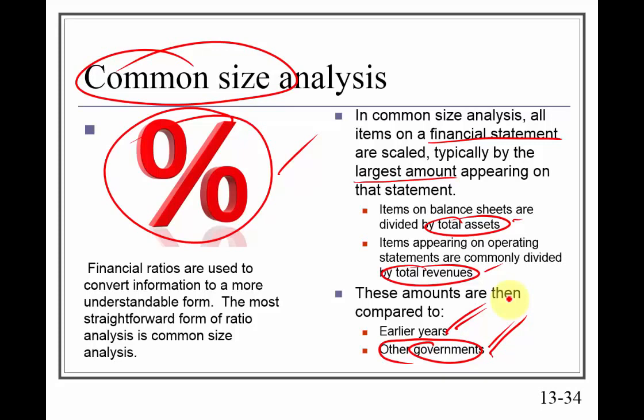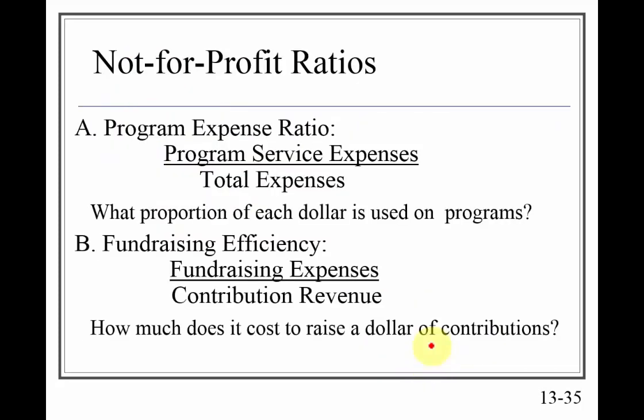And basically, you're always looking early years as a trend. Are things increasing or decreasing? Are your amounts larger or smaller compared to other comparable organizations? Ratios, especially for nonprofit organizations, are important. This is how we determine how well the nonprofit is performing in meeting their mission.